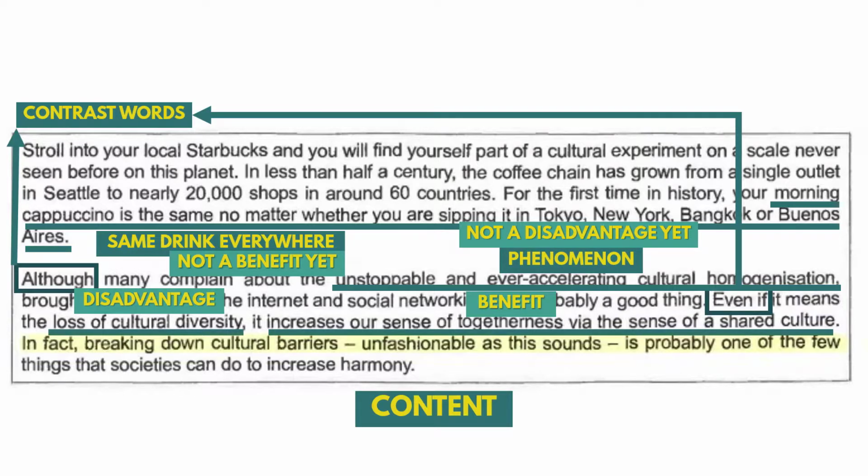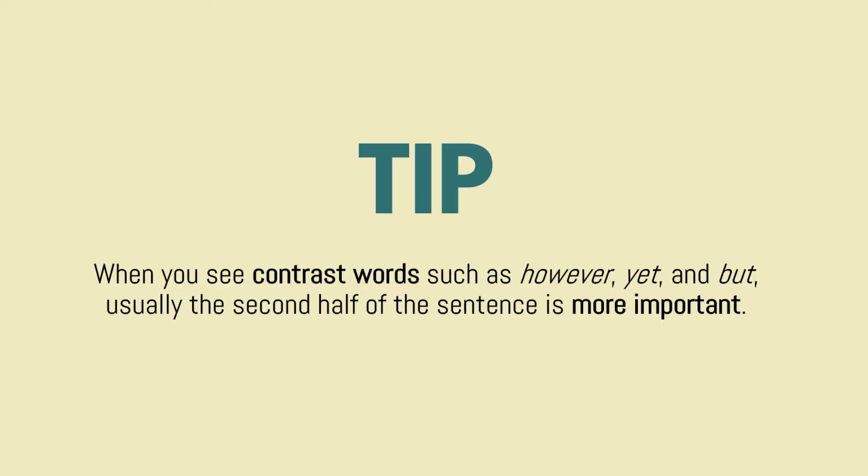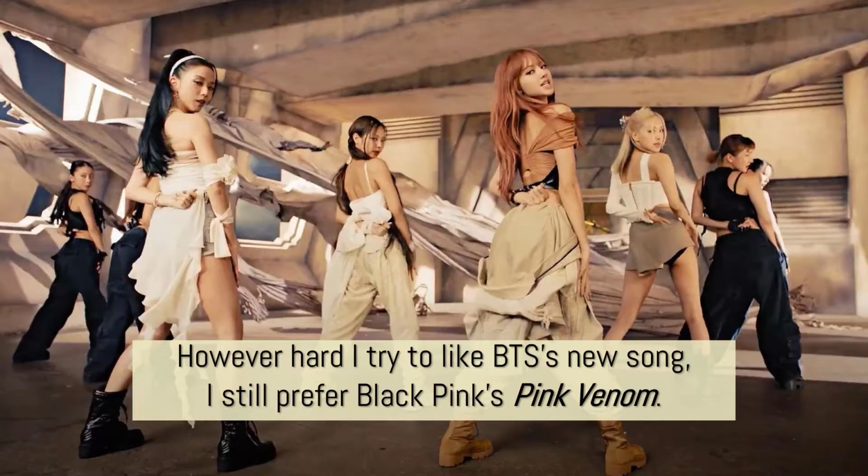In fact, breaking down cultural barriers, unfashionable as this sounds, is probably one of the few things that society can do to increase harmony. This can actually increase harmony, which is a benefit as well. If you look at the entire source, there are both negative and positive effects. Which do we choose? This is the answer. When you see contrast words such as however, yet, but, even if, usually the second half of the sentence is more important. Let's take a look at an example.